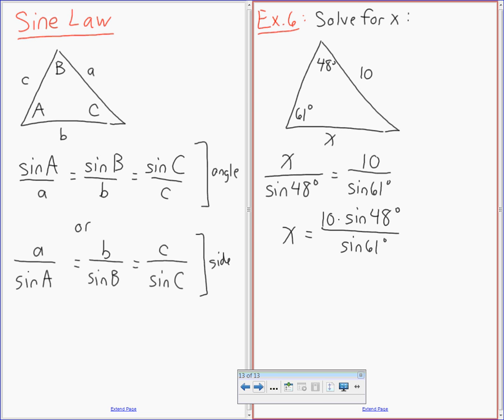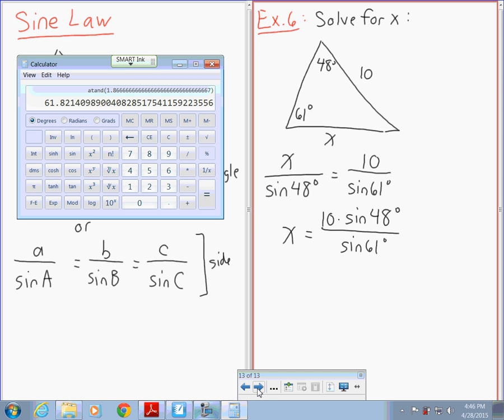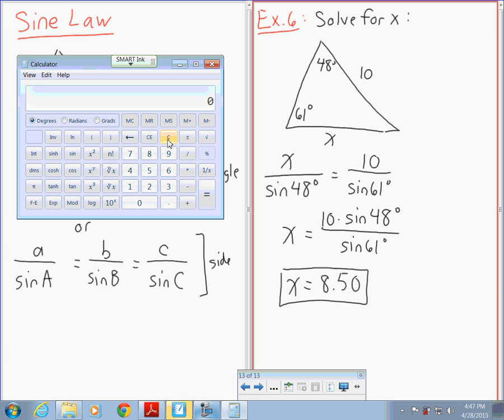All right, so how I do this on my calculator then, I'd like you guys all to try this on your calculator. How I'm going to do it on mine is 10 times 48 sine divided by 61 sine equals, and I get 8.50. And hopefully you will too. We'll try this one more time. Okay, 10 times 48 sine divided by 61 sine.